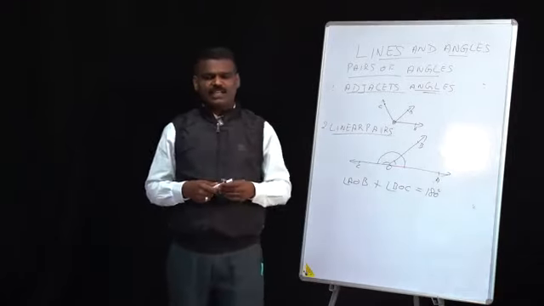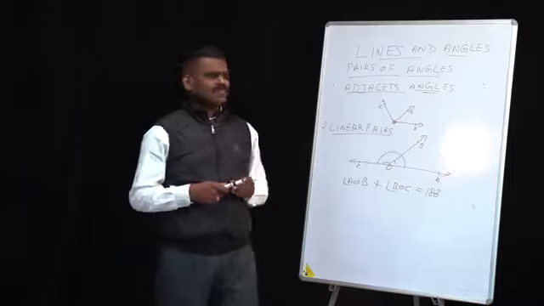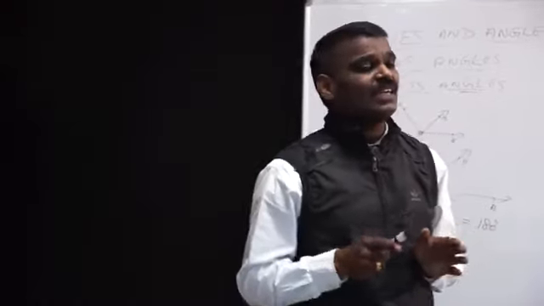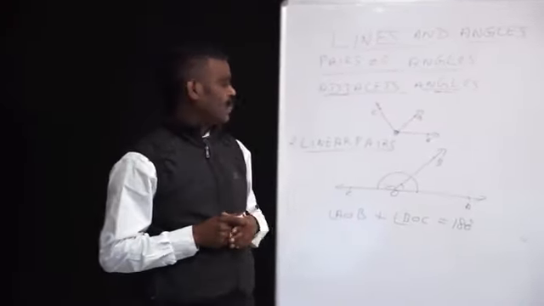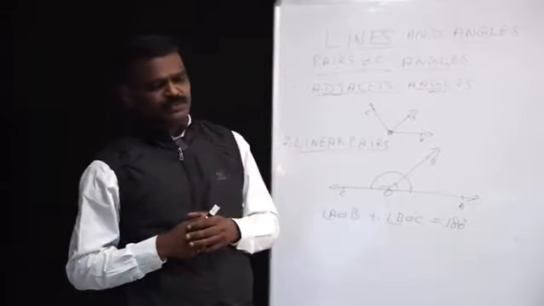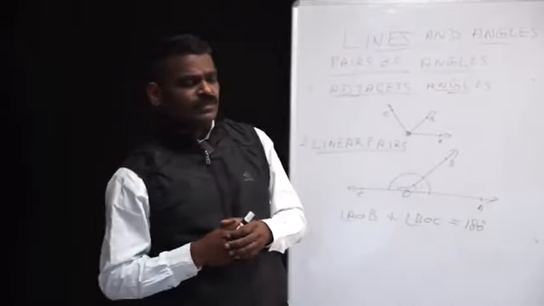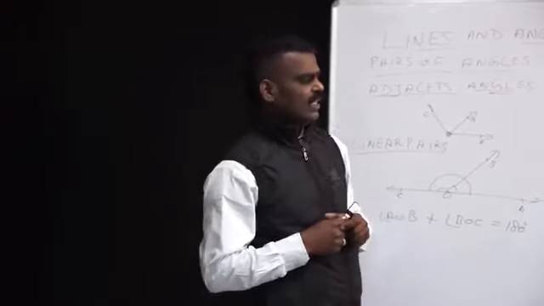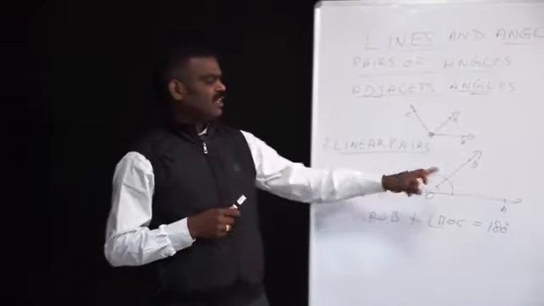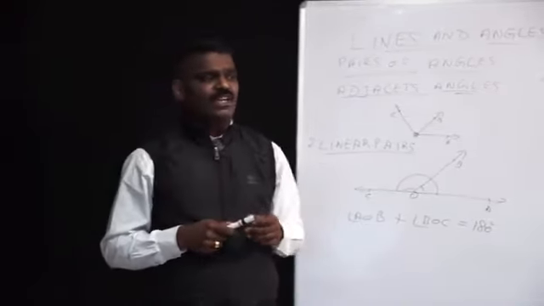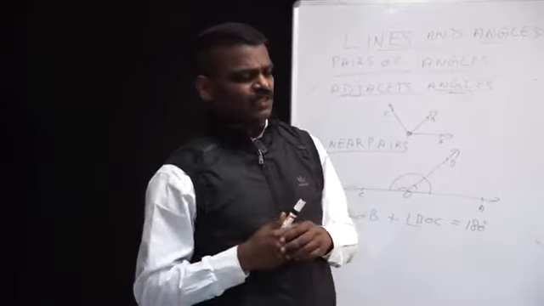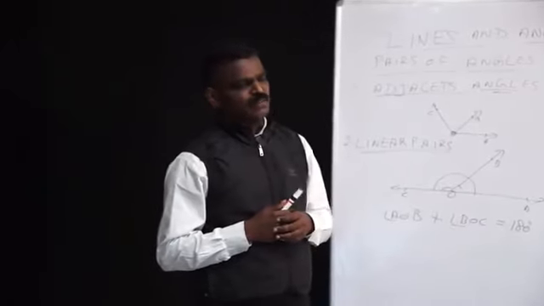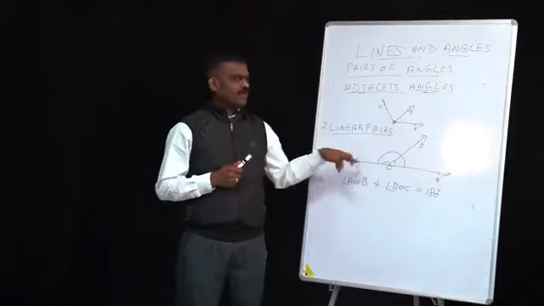First point is adjacent angles. Adjacent angles are angles where in between them there is nobody, no other angles. They are called adjacent angles. Yes or no? Next comes linear pairs. In linear pairs, they have one common arm, that is OB, and the non-common arms AO and CO are in opposite directions. They form linear pairs of angles. Their angles are AOB and BOC.